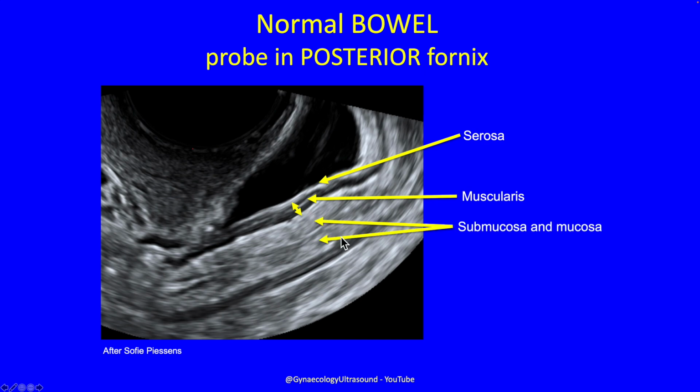Now that is outlined by white submucosa and mucosa at one side, submucosa and mucosa on the other side. Then we've got the muscularis on the posterior wall and serosa. So you can see here that's the anterior wall of the bowel, this is the posterior wall of the bowel, and this is the bowel lumen.